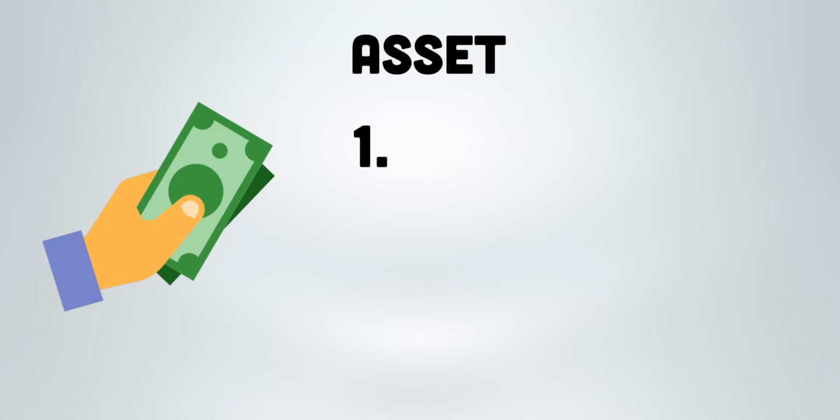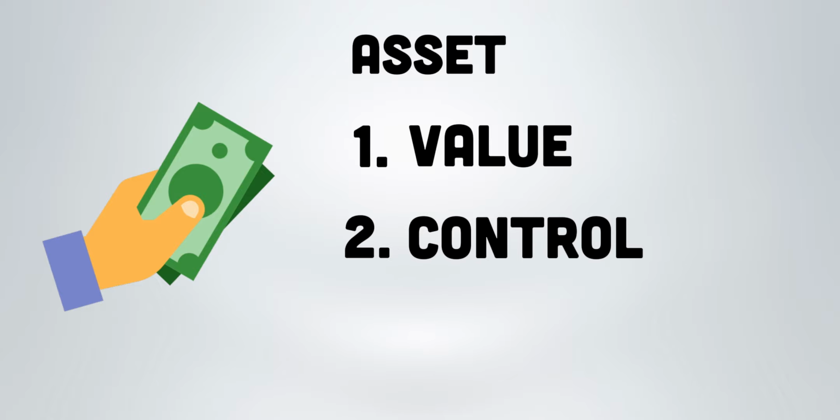So let's use cash. Cash is considered an asset because, one, it has value. Cash can be used to buy things, pay bills, or invest in opportunities, which makes it valuable for future use. Two, you control it. If you have cash, you own it and can decide how to spend or save it.